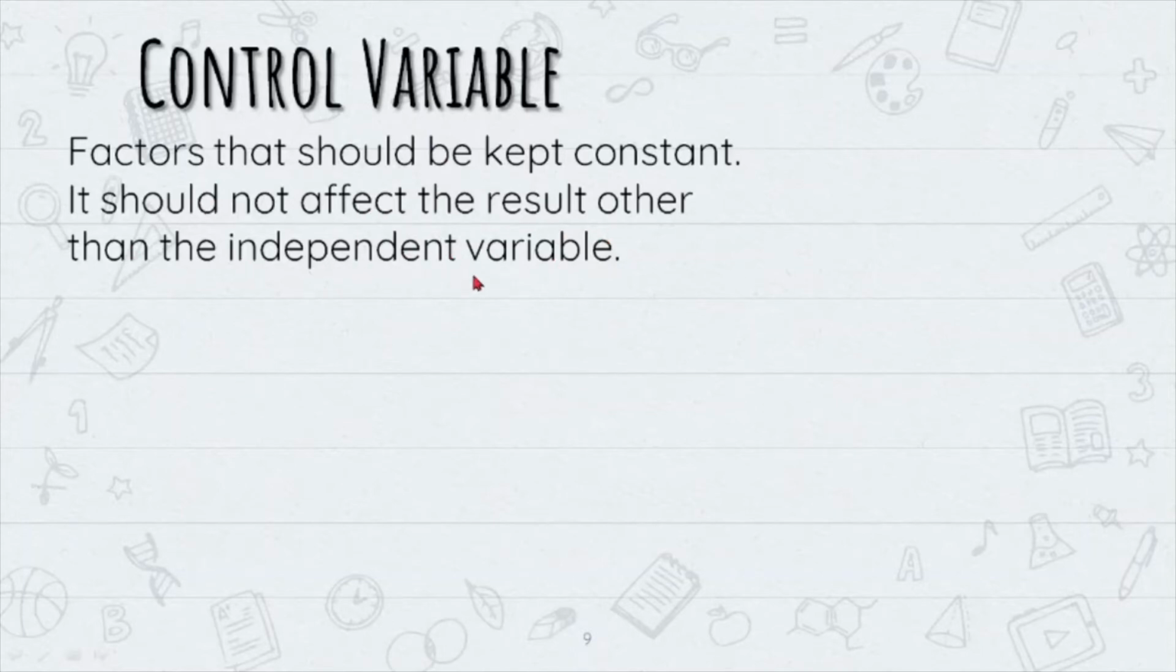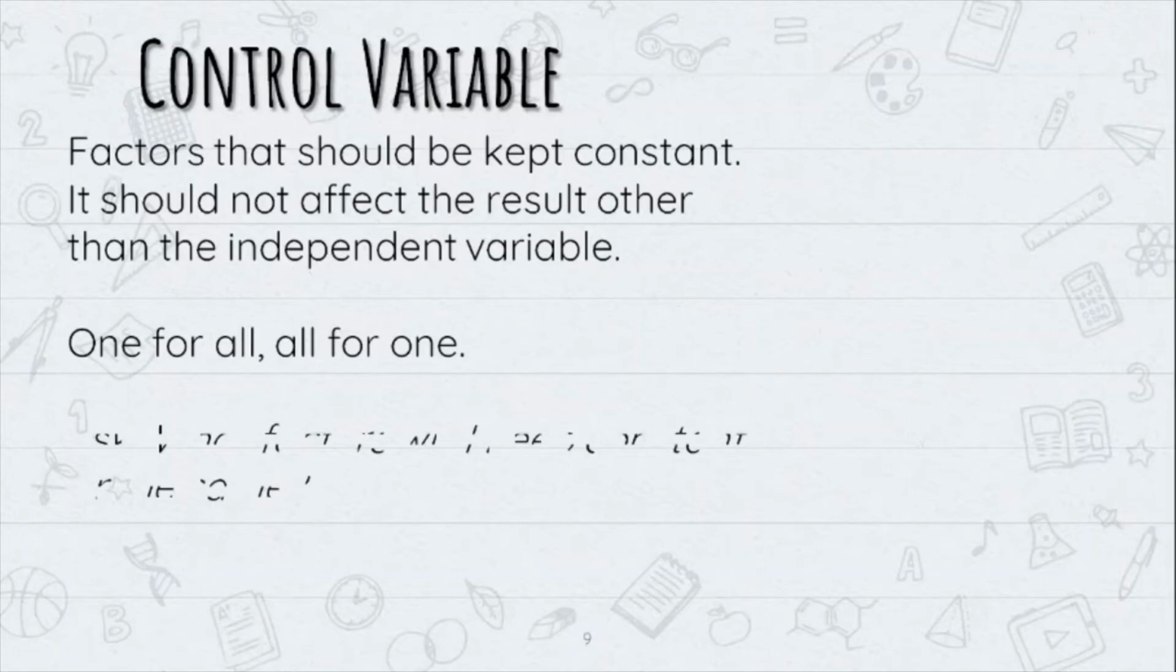Because in an experiment, we want to make sure that only the independent variable will affect the result of the experiment. So in short, the control variable tells us that one for all, all for one should be practiced. Whatever factors that we apply to one setup should be applied to the others as well.